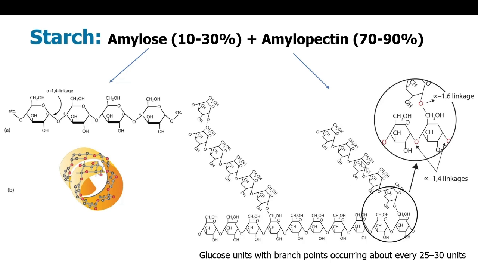Instead, there is branching happening, as you can see in this structure. That is, there are also these alpha 1,4 linkages present. But after every 25 to 30 units, there is a branching, due to which a kink occurs, which is occurring due to the alpha 1,6 glycosidic linkage in this structure. So due to which there is a branching happening.